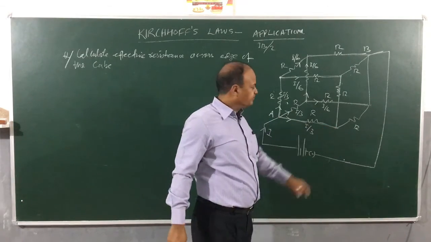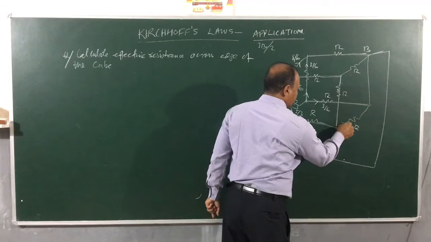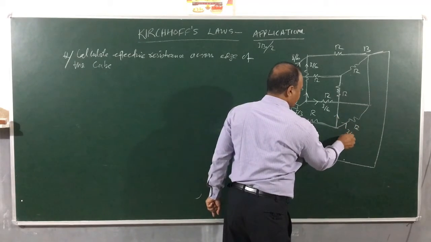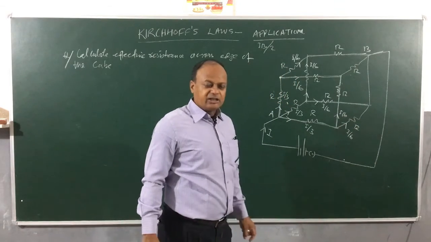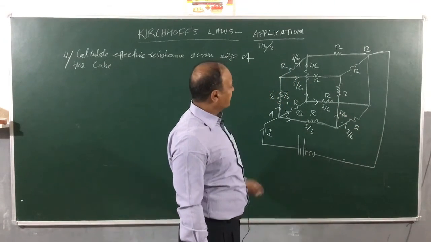Lastly, we look at this current. This current travels up to this point, again splits up into 2 equal resistances. So it will be equally divided, I by 6 and I by 6. Clear? Now let us complete the division for the entire circuit.